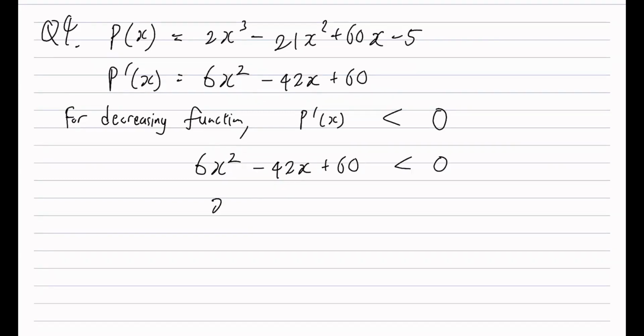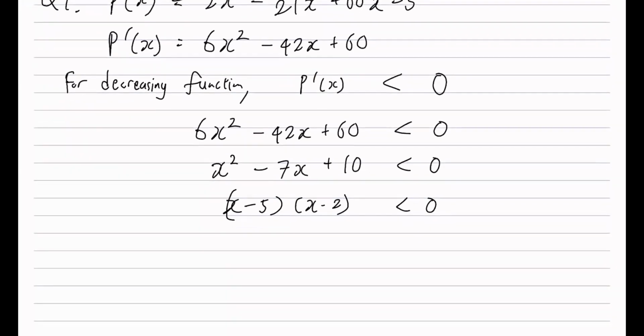Then I think can divide by 6. So 6 times 7, 42. So this is minus 7x. 6 times 10, 60. So plus 10. Can we factorize this? Yes. x minus 5, x minus 2. Following so far? Yes. For x equals to 2. Wait. Sorry, it's an inequality, no equal sign. Yeah, as in like the curve sketch thing. 2, 5. Yeah, then below.